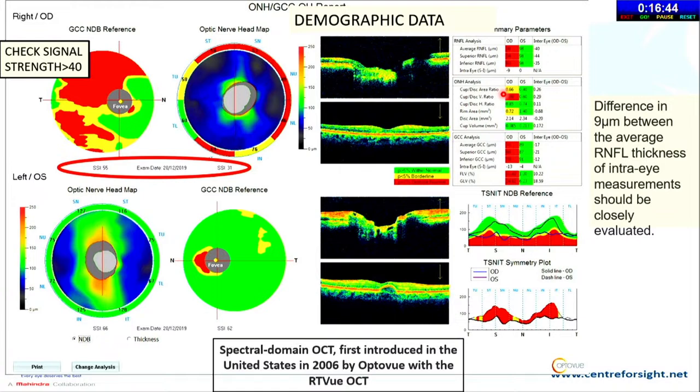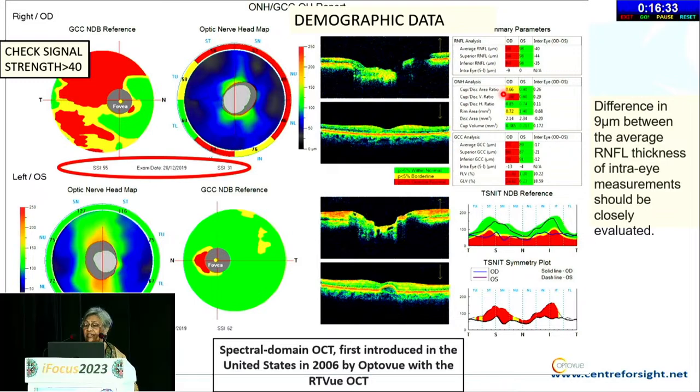And then comes the GCC analysis, where it tells you about the average GCC, superior and inferior GCCs, and inter-eye GCCs. Everywhere it's talking about what is the symmetry between the right and left eyes. And two other features, which are the FLV and the GLV, which I'll talk about.